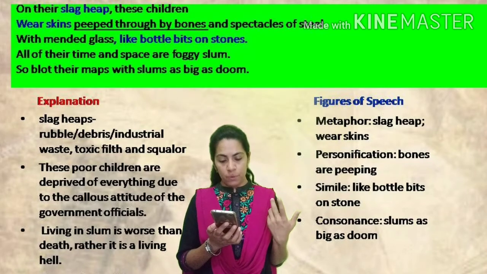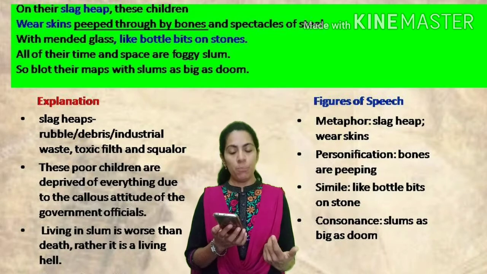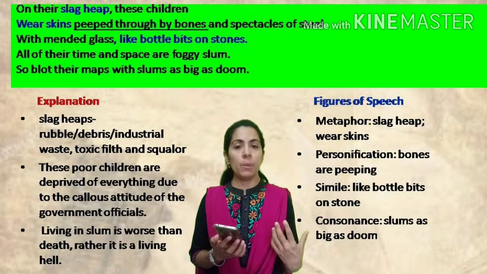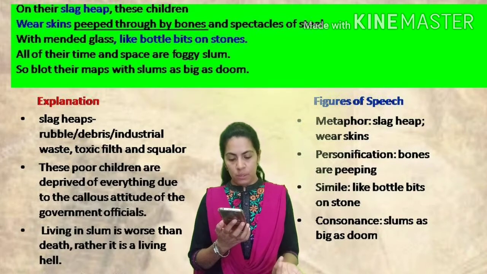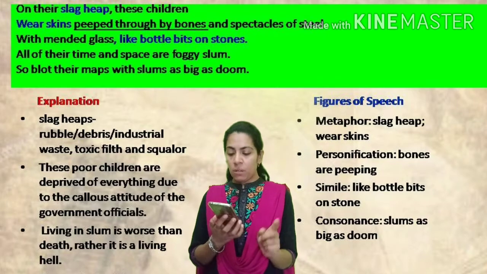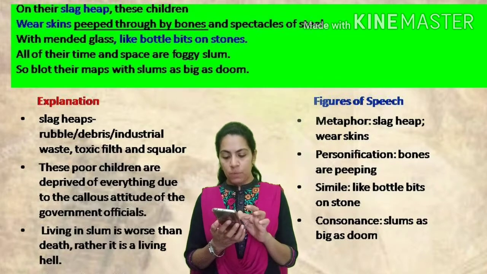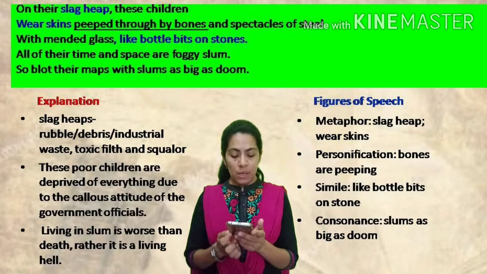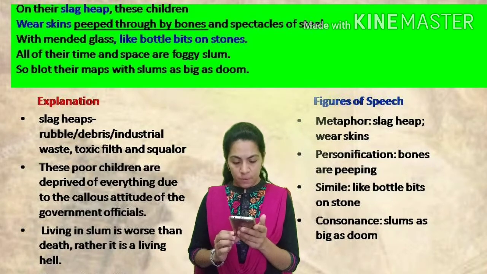So here we have a use of metaphor: slag heap, wear skins, and personification: bones are peeping through the body. The simile we've already discussed, like bottle bits on the stone, spectacles of steel with mended glass, like bottle bits on the stone. And there's consonance used here: slums as big as doom.